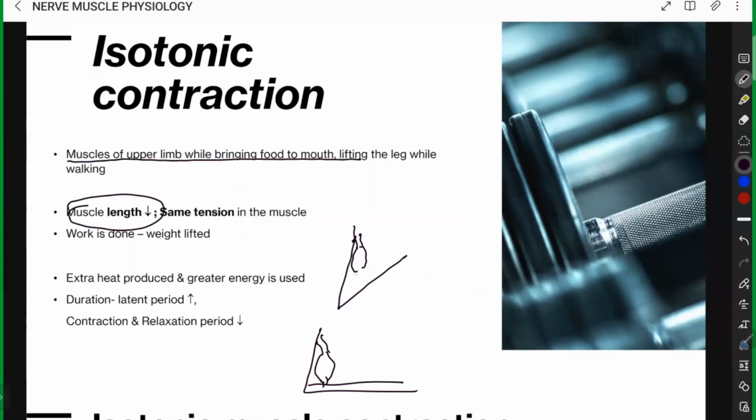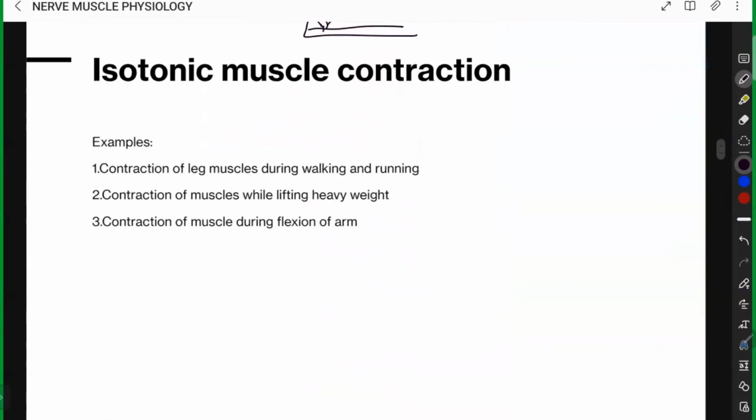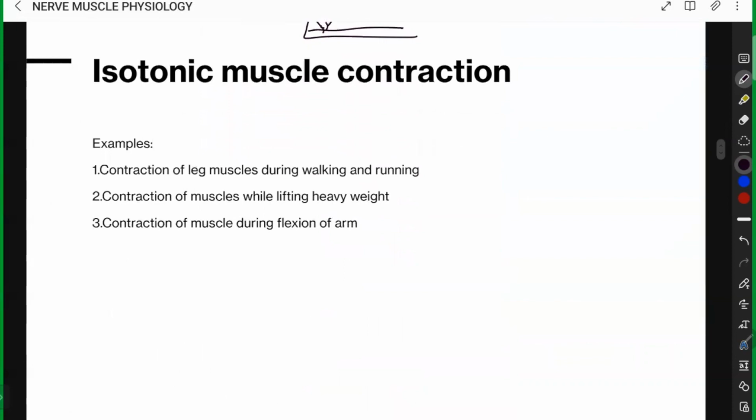But whenever there is a flexion, the muscle length decreases, but the tension in the muscle remains the same. Okay, so you're going to lift a weight. Extra weight is produced, greater energy is used, but your length is decreasing. So now coming to isotonic muscle contraction, you're going to give an example.